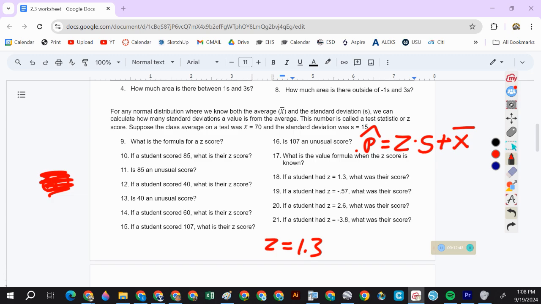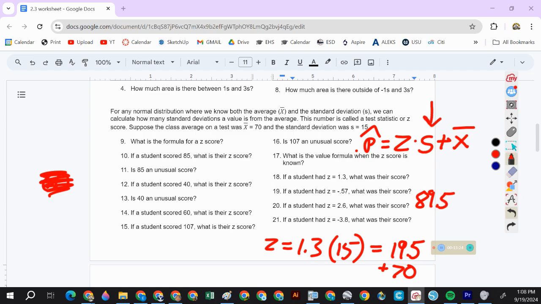Okay? So how do I convert this z-score back into points on the test? I times it by the standard deviation, which is 15. So let me do that. What is 1.3 times 15? 19.5. What does 19.5 mean? You scored 19.5 points better than the average student. What did the average student score? So we add 70 to that, and I get 89.5.